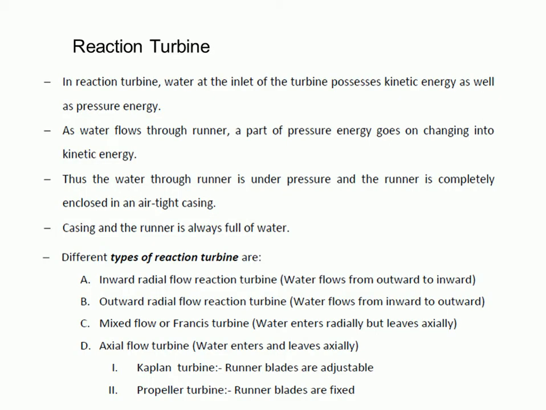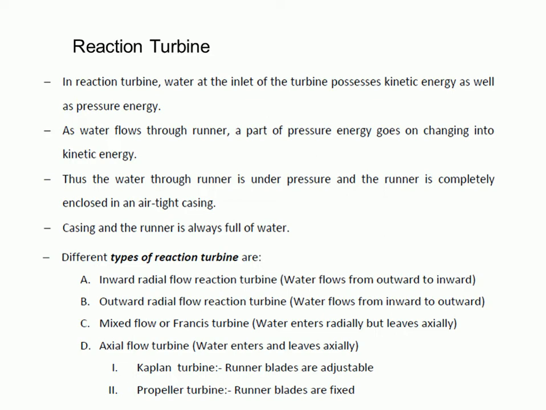In a reaction turbine, water at the inlet of the turbine possesses kinetic energy as well as pressure energy. As water flows through the runner, a part of the pressure energy goes on changing into kinetic energy. That means a reaction turbine possesses both types of energy, kinetic as well as pressure, and it converts a part of the pressure energy into kinetic energy. Thus, water through the runner is under pressure and the runner is completely enclosed in an airtight casing. The casing and runner are always full of water.